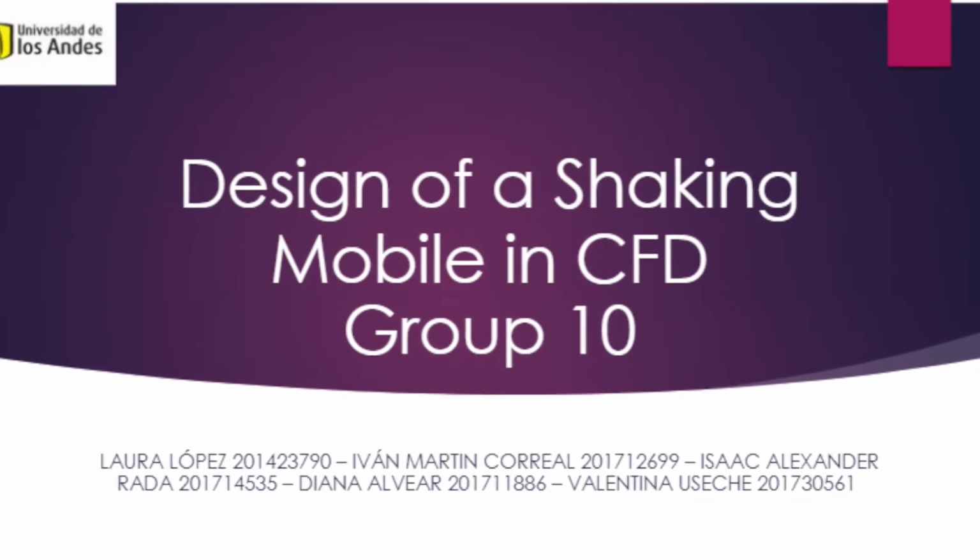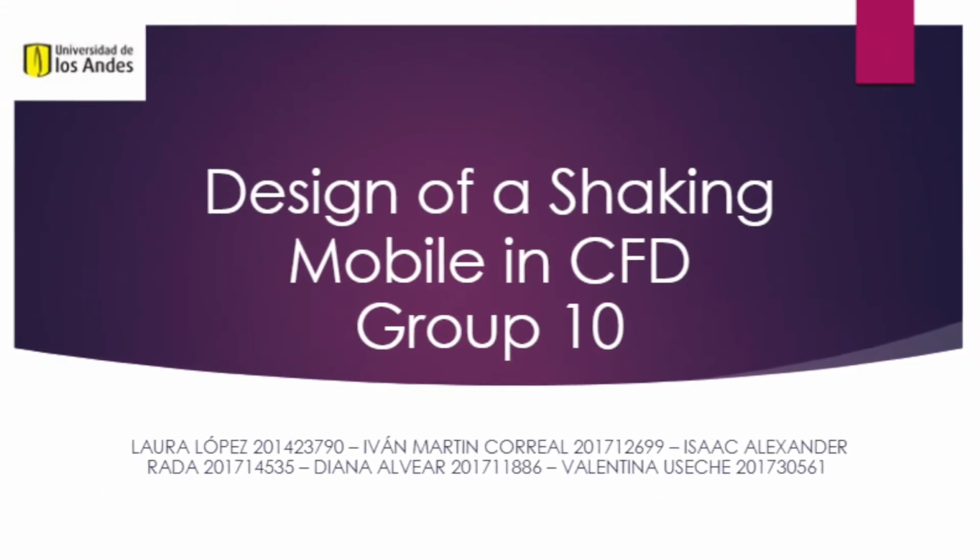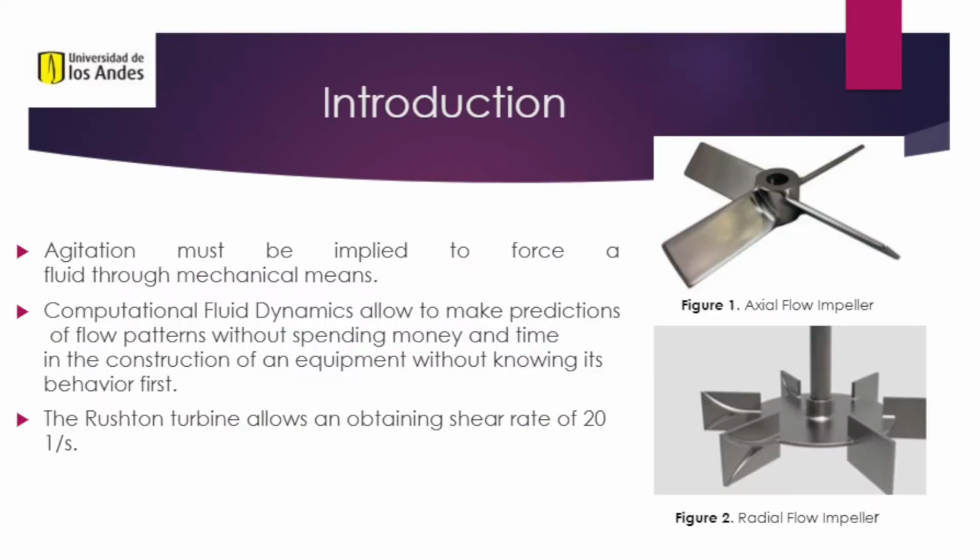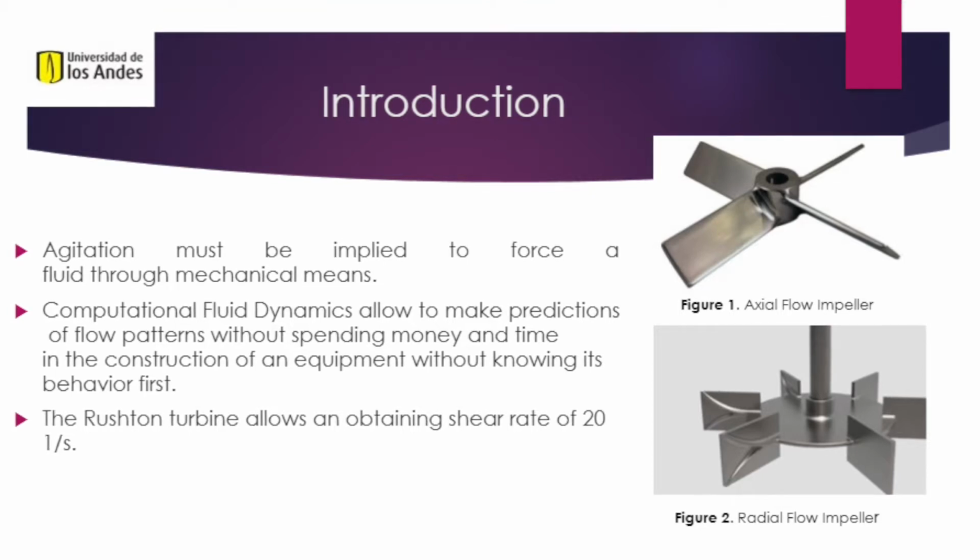We are Group 10 and we are going to present a design of a shaking mobile in CFD. The industry requires different chemical processes in order to carry out their respective achievements. One of the most important ones is the mixing of substances to obtain a solution. To do this, agitation must be applied to force a fluid through mechanical means to achieve a circulatory movement inside a tank.